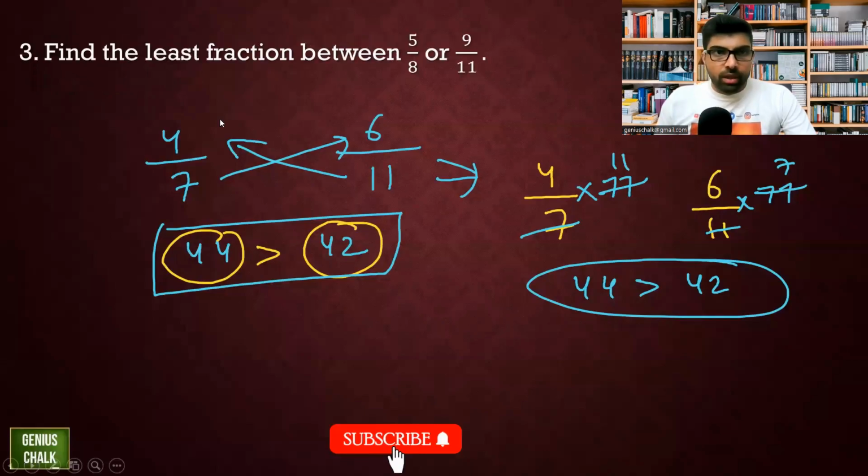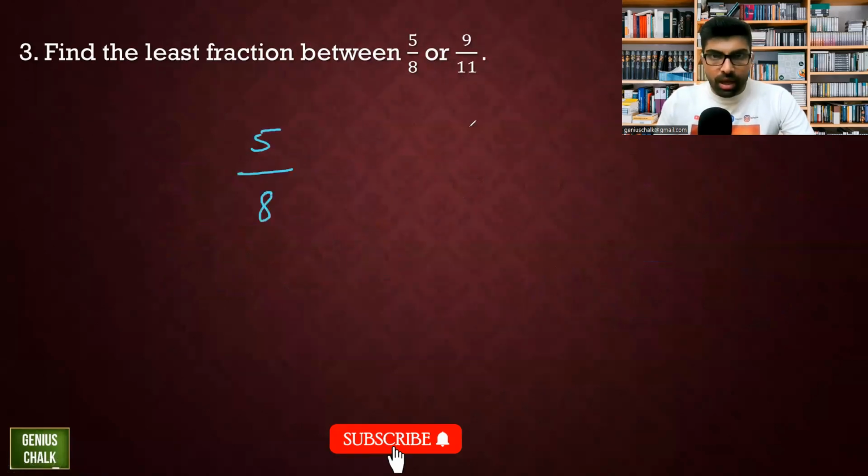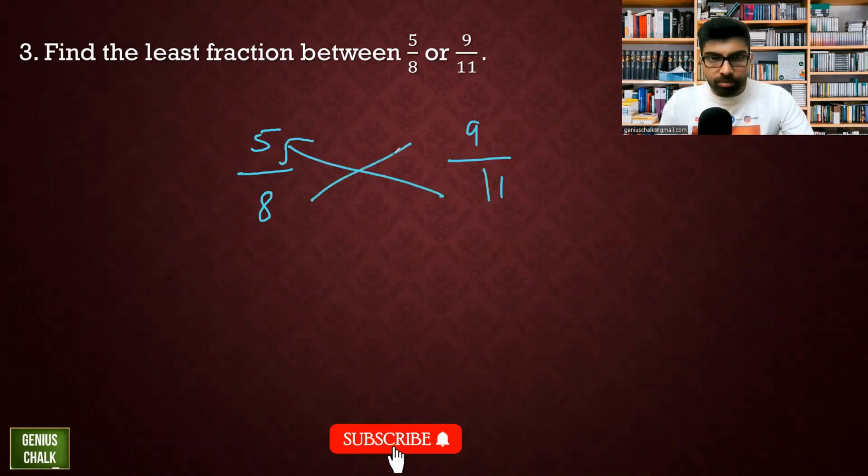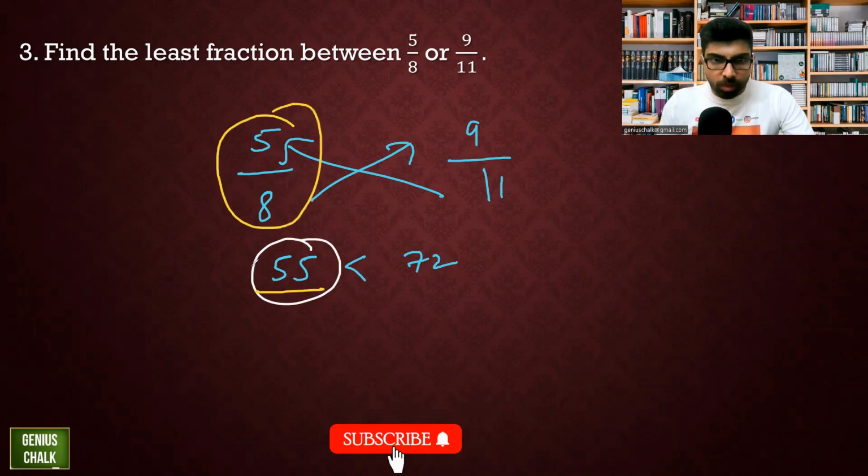Next one, find the least fraction among these. So let's find 5/8 and 9/11. Again, cross multiply. So 11 5s are 55, 9 8s are 72. We can see that this is greater. So which fraction is smaller? This is 55. 55 has to be smaller. That means this corresponds to 5/8. So 5/8 must be smaller. Again, the logic is the same.